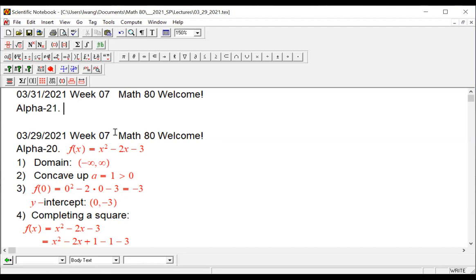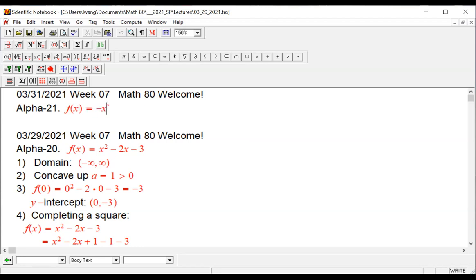We have done alpha 19 and alpha 20, right? We have learned much in the process. And today we're gonna start out working on alpha 21. Alpha 21 is a slightly different scenario. Let's see what's the difference.